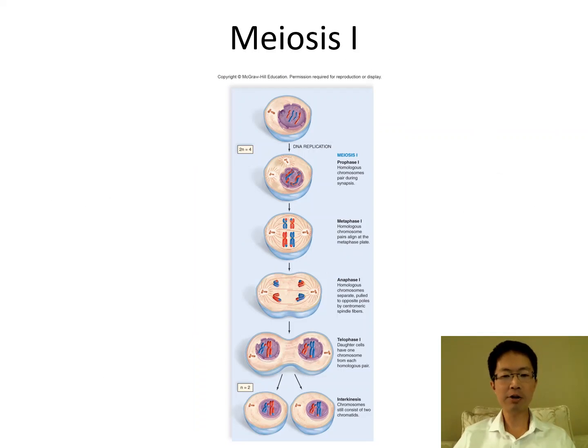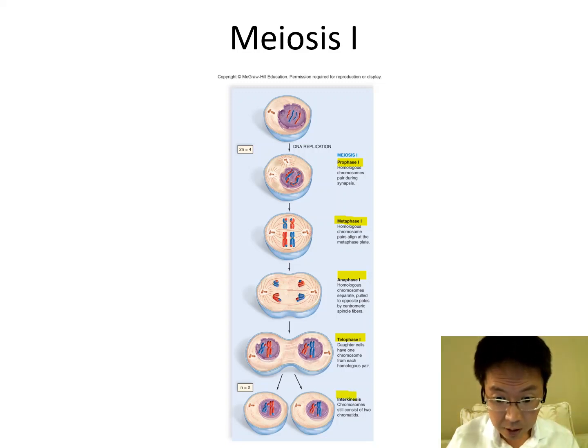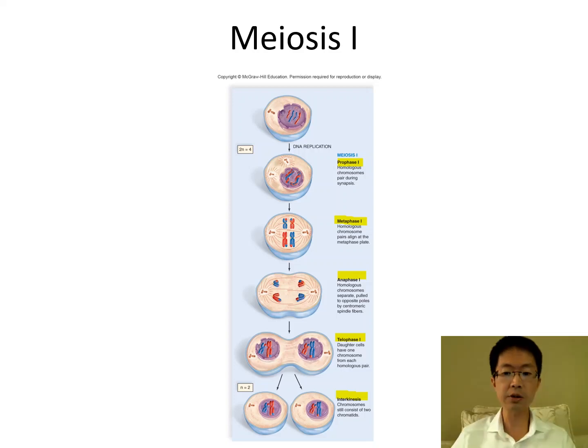Okay, let's take a look at meiosis 1. As the name suggests, it also has Prophase I, Metaphase I, Anaphase I, and Telophase I. At the end of Telophase I, we call it interkinesis, meaning it is in between the divisions of the cell. At the end of meiosis 1, you also have 2 daughter cells.